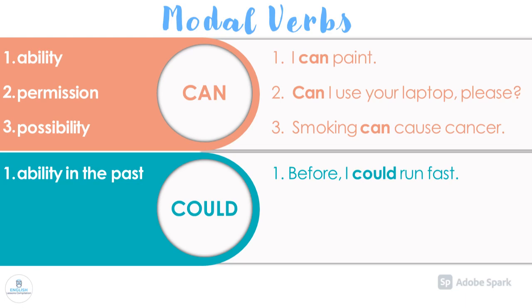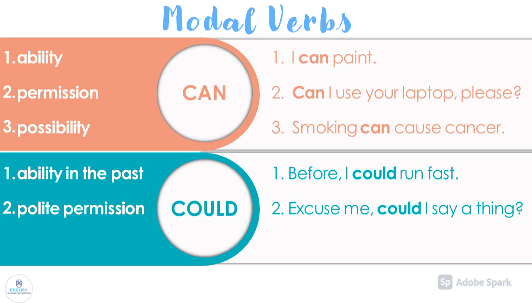Let's now have could. Could expresses ability in the past. Example: before, I could run fast. Could may also express polite permission. Example: excuse me, could I say a thing? Also, could expresses a possibility. Example: it could rain tomorrow.